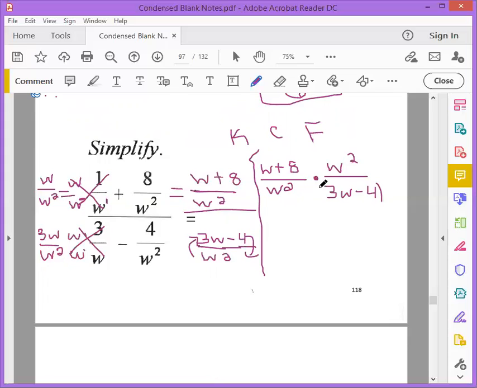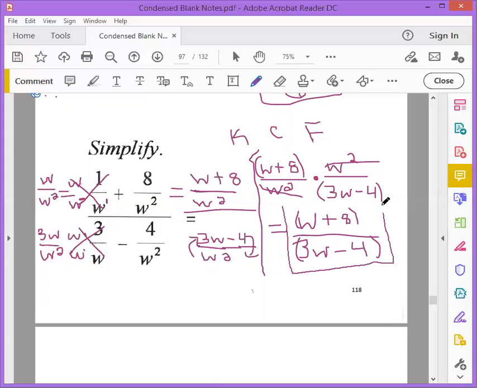I'm going to put these factors in parentheses so we aren't tempted to try to cancel the letters out or the numbers by themselves. However, we notice here these w squareds can be canceled, and what we're left with in the numerator is w plus 8. That factor we'll place in parentheses, and in the denominator, 3w minus 4. This is our answer.